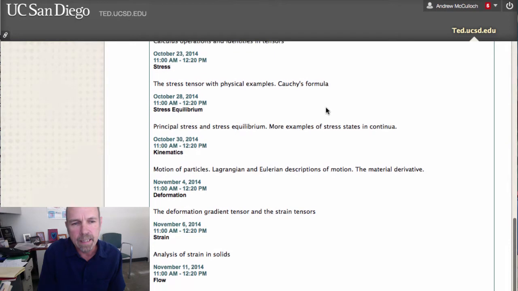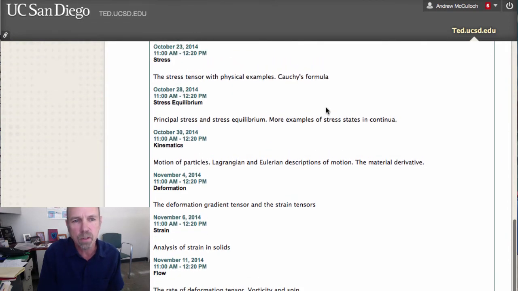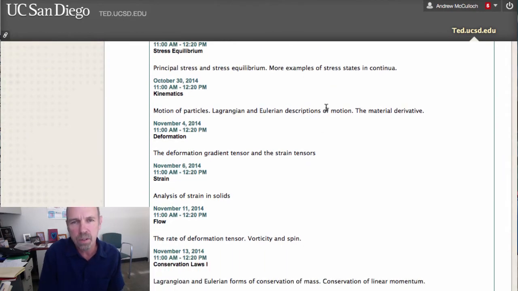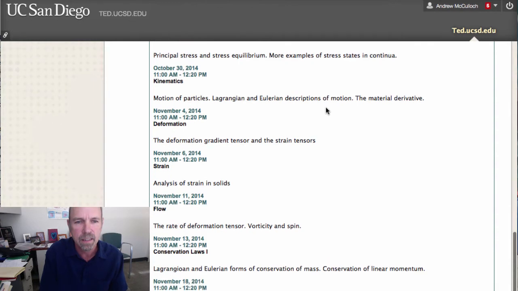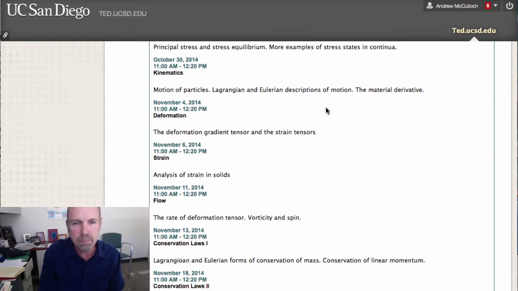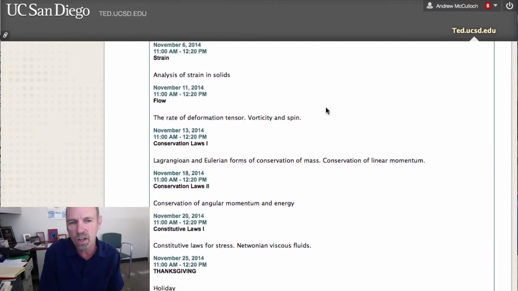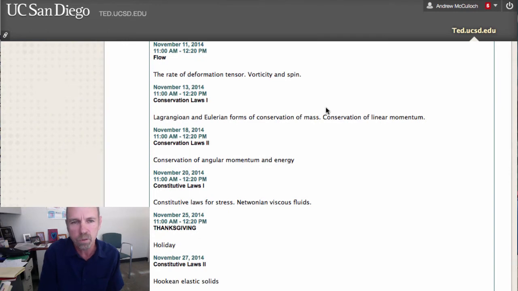Next, we'll talk about the stress tensor, which is the single most important tensor in continuum mechanics. We'll define it and we'll give physical examples and derive the equilibrium conditions for stress. Then we'll talk about motion and displacement and use this to derive the deformation gradient tensor and strains, analyze strains in solids and rates of deformation, vorticity and spins in fluids.